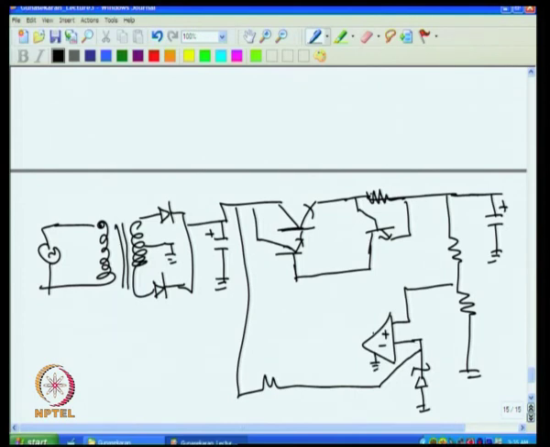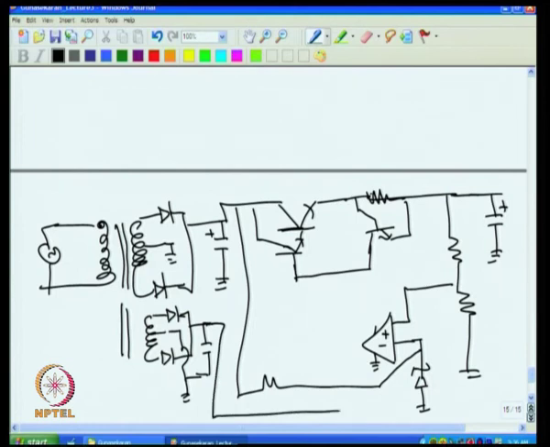Then the supply for this op amp cannot come from this 100 volt, because an op amp cannot take a 100 volt supply. So, I put one more rectifier and filter, and this ground is the same as this ground, but this is only a small voltage, a 15 volt secondary, while this is a 100 volt secondary. So, you will get 15 to 20 volt only at this point, not high voltage. This voltage I can give to the operational amplifier supply. So, the operational amplifier now gets its required supply, because you cannot give 100 volt to this.